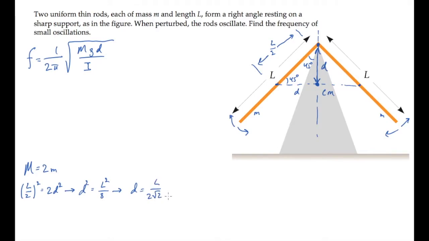The system's moment of inertia, capital I, is the moment of inertia of each rod as it pivots around this point. So we have twice the moment of inertia of a rod pivoted about its end. That's twice 1/3 ml squared, or 2/3 rod's mass times its length squared. Now we can substitute these three results into the expression above.